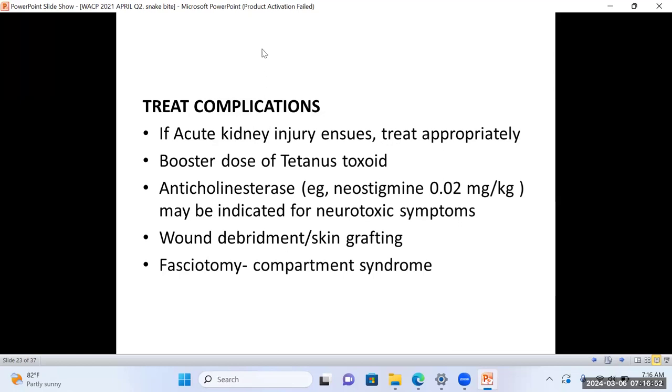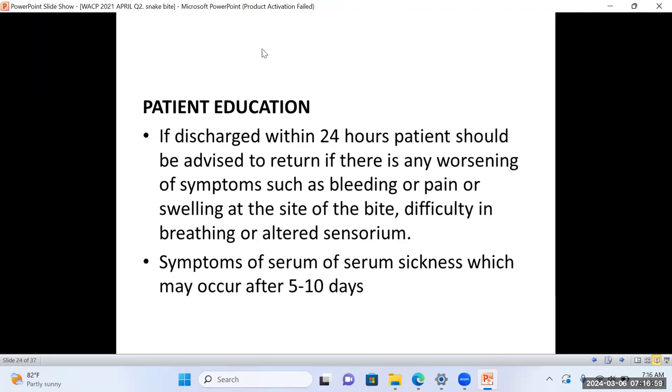That is after administering the antivenom to see if the symptoms would abate. But if they don't, the patient will benefit from fasciotomy. The patient may also benefit from limb amputation if all therapy has failed.